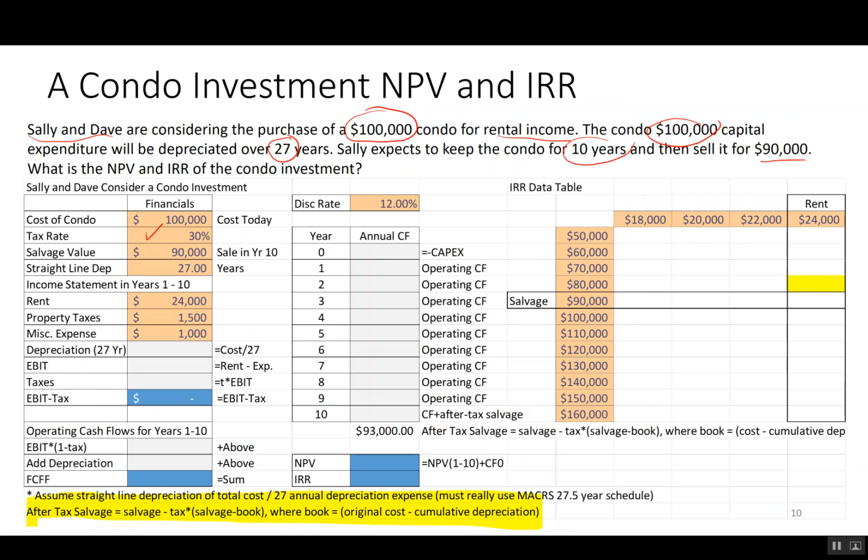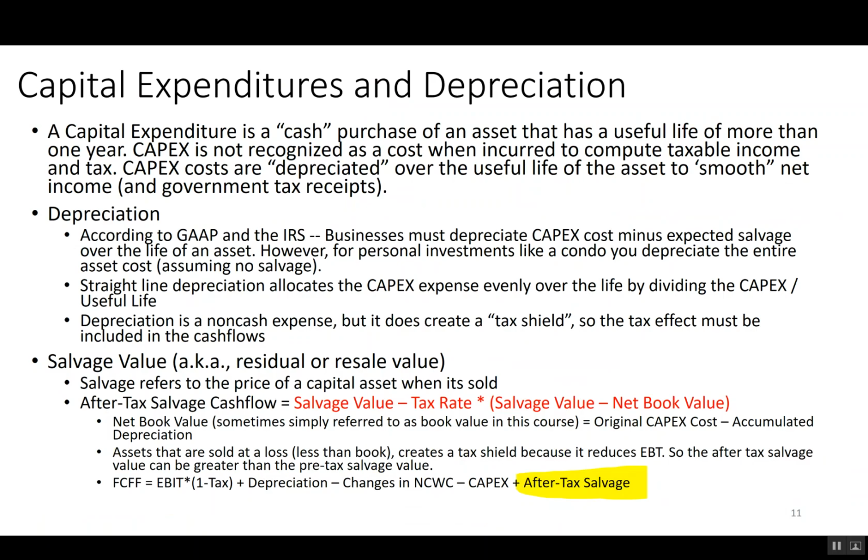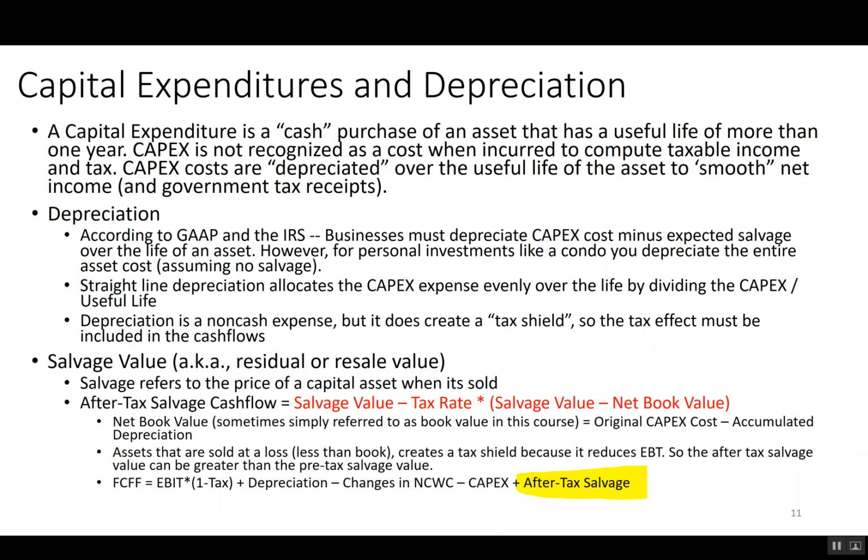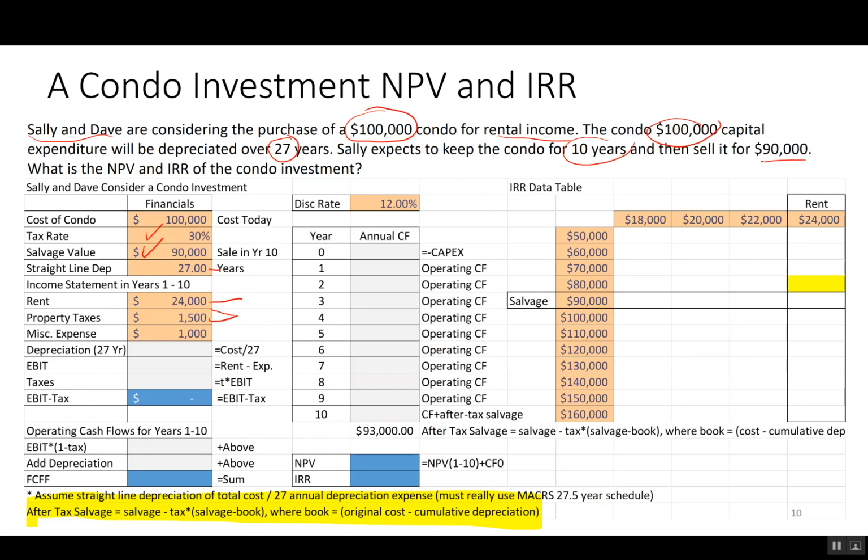The salvage value of the condo in 10 years is going to be $90,000. We're going to amortize or depreciate the cost of the condo over 27 years. We're going to get $24,000 rent per year. $1,500 is the property tax per year. We have $1,000 in miscellaneous expense. So what we're going to do is calculate the free cash flows of this project, or of this investment. Now, a couple notes here.